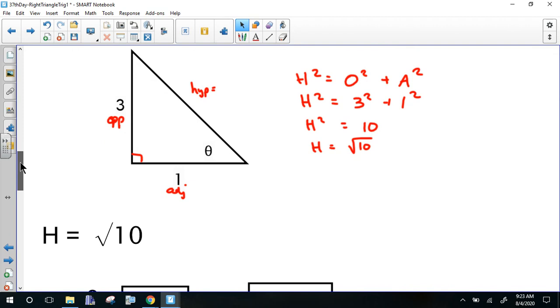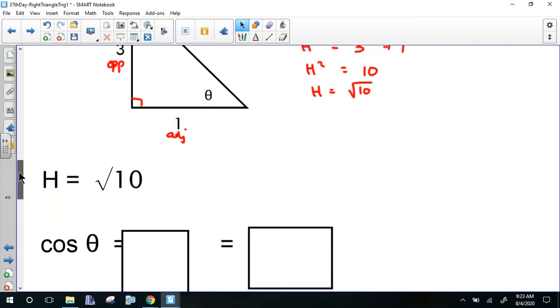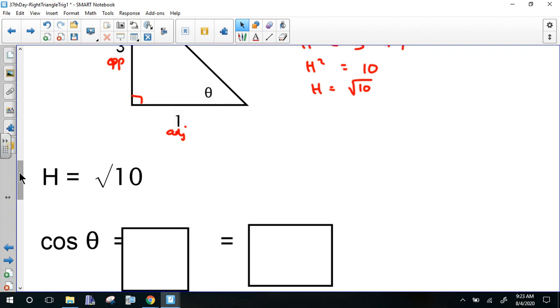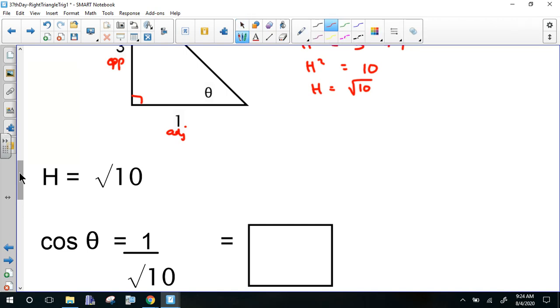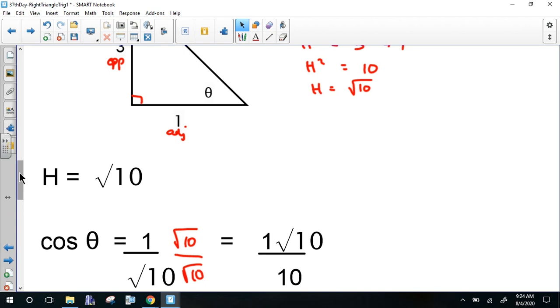So I now have all 3 sides. And they want me to find cosine. Cosine is adjacent over hypotenuse. That's 1 over root 10. Remember, you got to multiply by the conjugate. And I get root 10 over 10. You really don't have to write the 1. It's understood to be 1 out front.